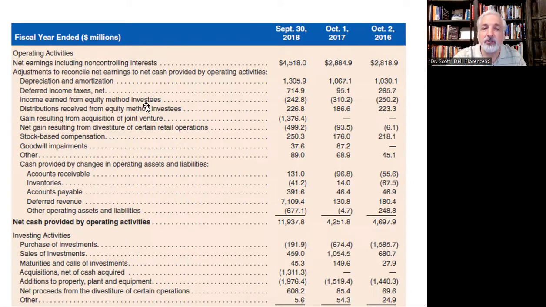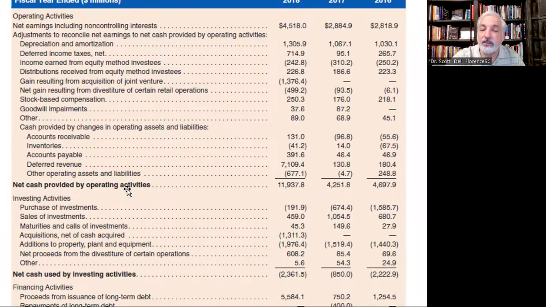We have income earned from equity method investees that we deduct. We have distributions received from equity method investees. Gains in acquisitions of joint ventures. We've got a whole bunch of joint venture consolidation type stuff going on. Gains resulting from divestiture of certain retail operations, stock-based compensation, goodwill impairments, we're adding that back, other. So we then have our adjustments, our change in receivables, our change in inventories, our change in payables, change in deferred revenue. And they're going to either be sources, positive, or uses, negative. And we end up with net cash provided by operating activities.